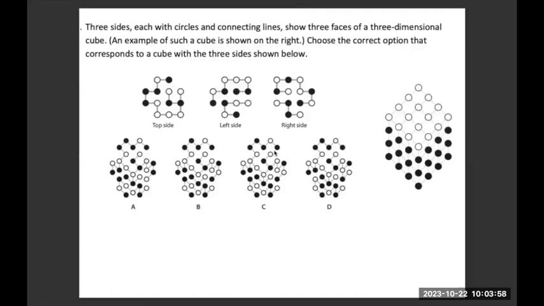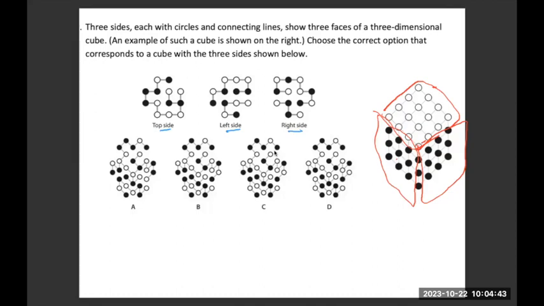So this is the first one. You're given the top view, left side view, and the right side view of a cube, which is the pattern of the cube will be something like this. So the top view will look something like this. This will be the left side view, and this will be the right side view. So you're given that much. Now, this is just an example of what the top view, left side view, and the right side view would represent, how these dots form the top, left, and right side view.